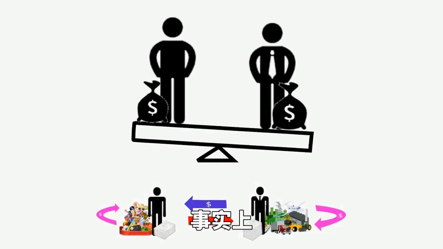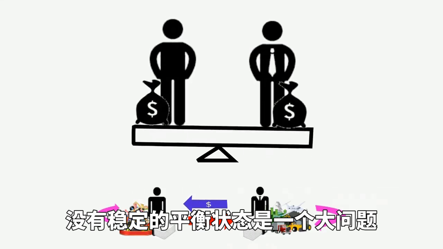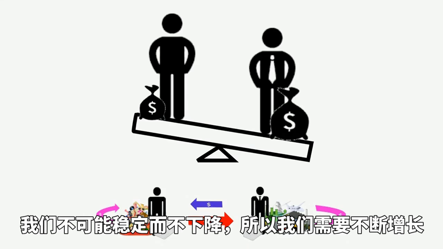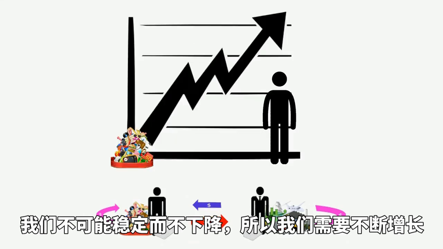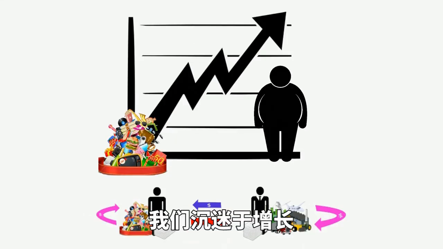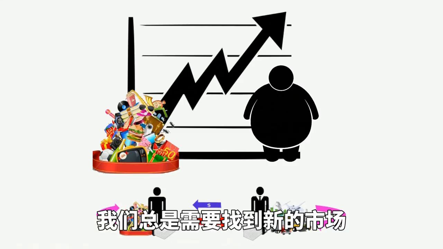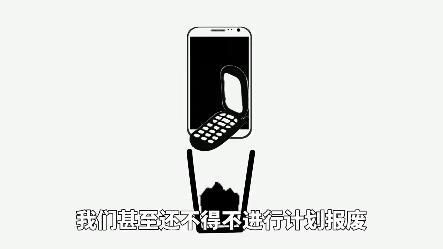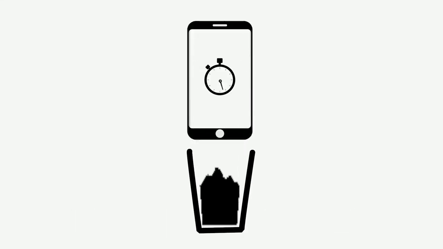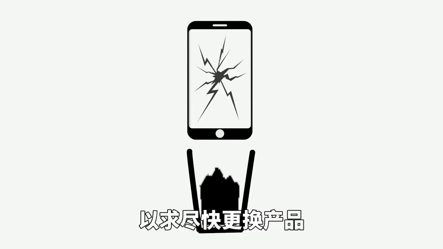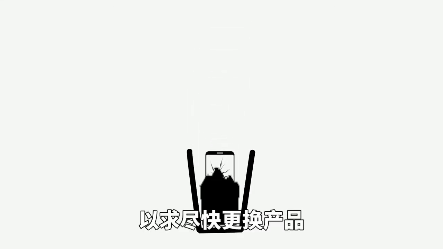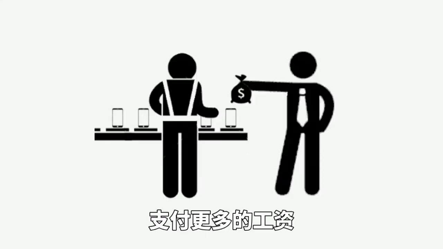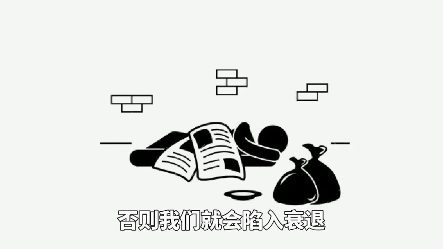The fact that there is no stable balanced state is a big problem, because we always need to have growth. We cannot stabilize without going down. So we always need to grow. We are addicted to growth. We always need to find new markets. We need to create new fashions to make the products old-fashioned quickly. We even have to plan obsolescence. Businesses try to replace their products as soon as possible to maintain a high level of consumption and to justify more salaries. Otherwise, we go into recession.